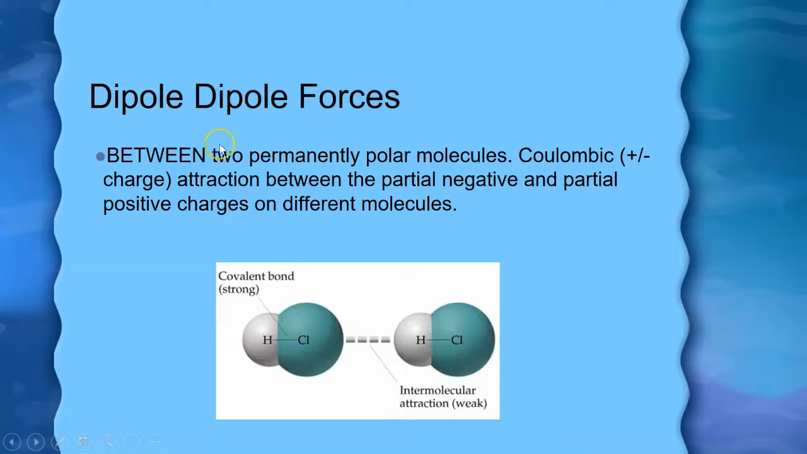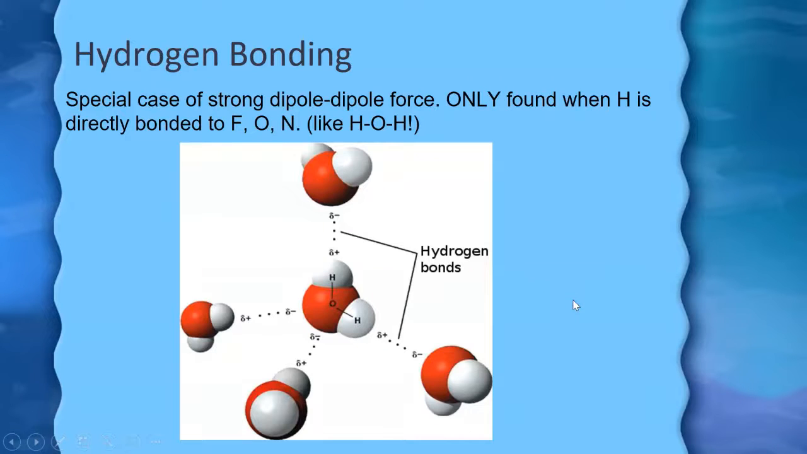So a dipole-dipole force requires you to have two polar molecules. Then they are able to interact with the plus, minus, partial negative, and partial positive charges. Hydrogen bonding is a special case of dipole-dipole forces. That's why I say it's kind of a half of a different kind of force, because it's just a special case of dipole-dipole.